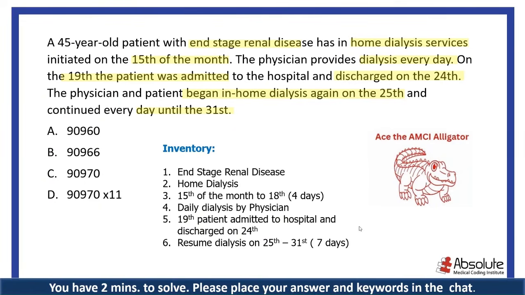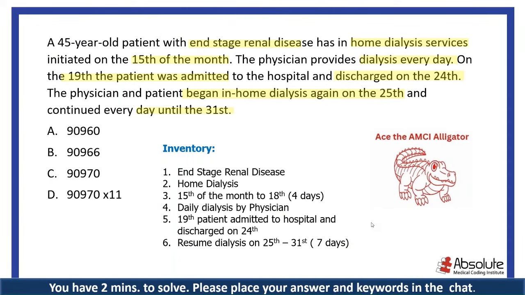We have end-stage renal disease, home dialysis, 15th of the month to 18th. That means we have 4 days of dialysis provided, right? So we have 15th, 16th, 17th, and 18th. Now this is a daily dialysis given by the physician. And then from the 19th, the patient was admitted to the hospital and discharged on the 24th. So dialysis was not performed between the 19th and 24th.